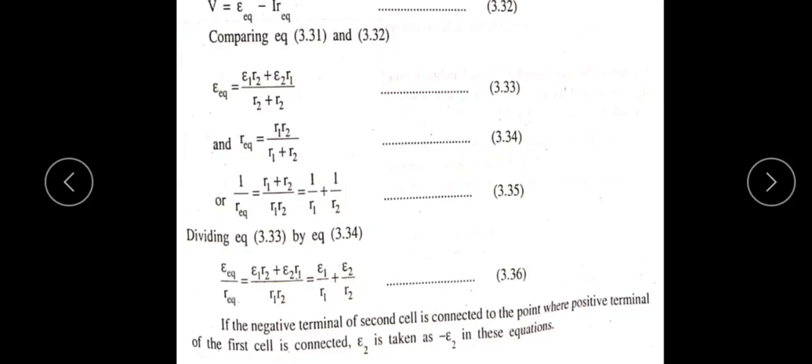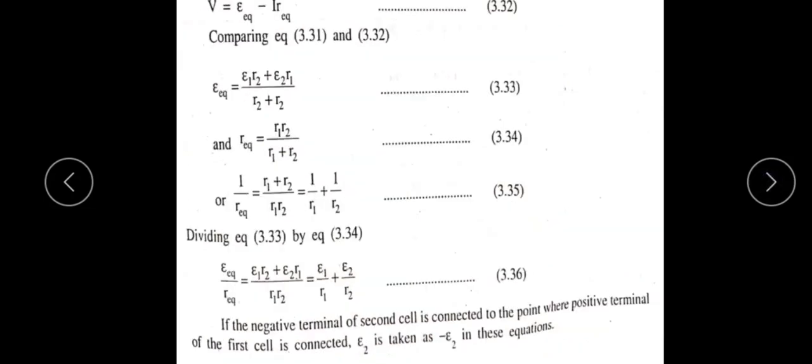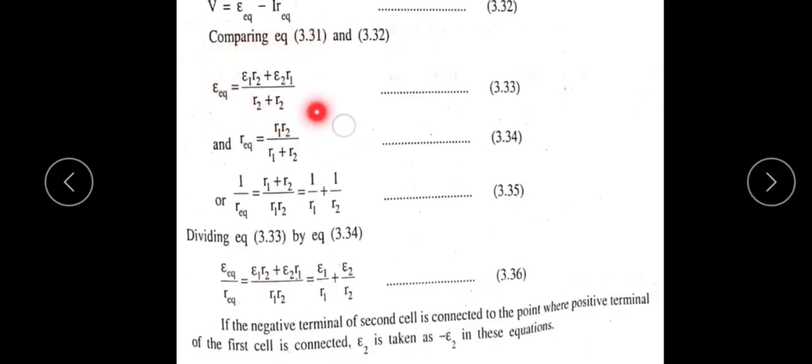On comparing equation number 3.31 and 3.32, see, 3.31 is like this and equation number 3.32 is like this. This looks like V equal to E minus IR. Hence, on comparing these two, E equivalent is equal to this value: (E1 R2 plus E2 R1) divided by (R1 plus R2). This is equation number 3.33.